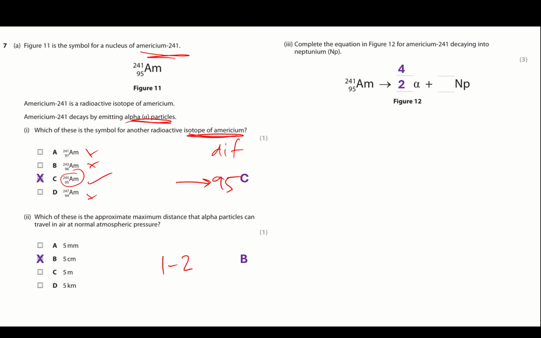So there you go, you've got to know those. Remember beta minus, beta plus, gamma radiation doesn't have anything, and a neutron is 0, 1. There you go. So that's quite nice questions.